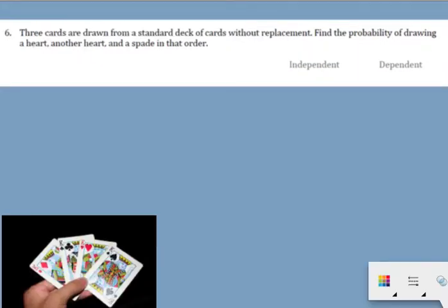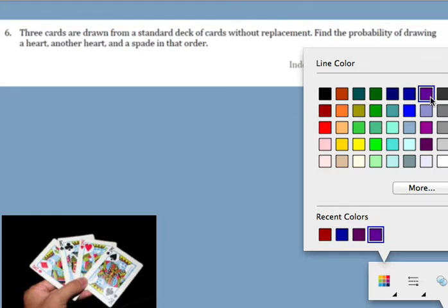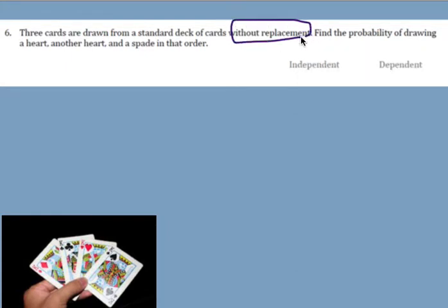3 cards are drawn from a standard deck of cards without replacement. So that's another huge word indicator. If we're not putting those cards back, they have to be dependent events because our total is going to be changing. So we're not putting cards back. So we want to find the probability of drawing a heart, another heart, and a spade in that order. So think back to your decks of cards. Pull out the notes 4 if you need to, where it has all of the probability stuff along with the cards, okay?